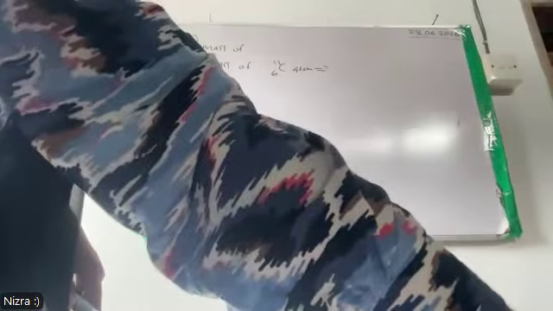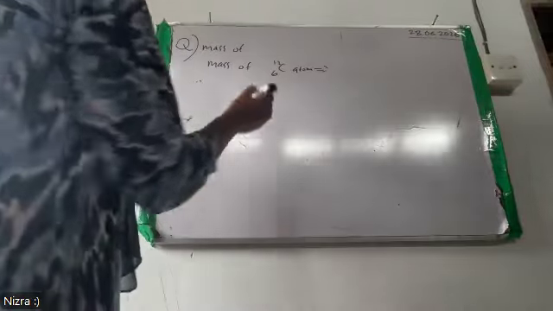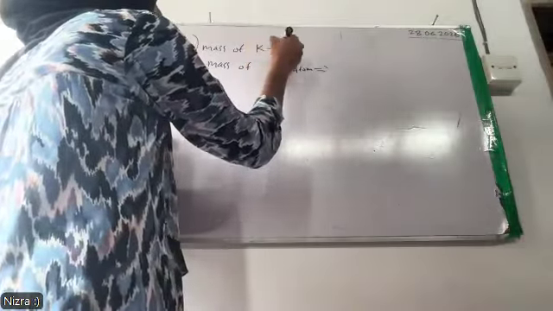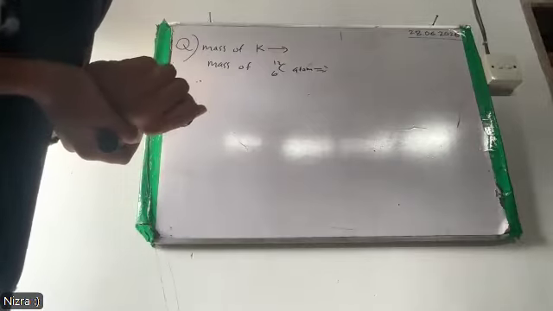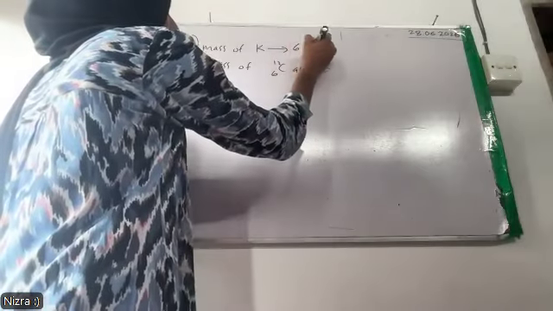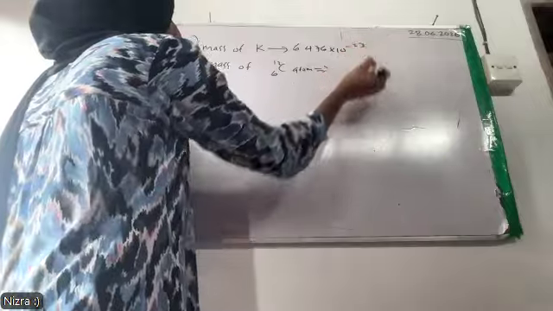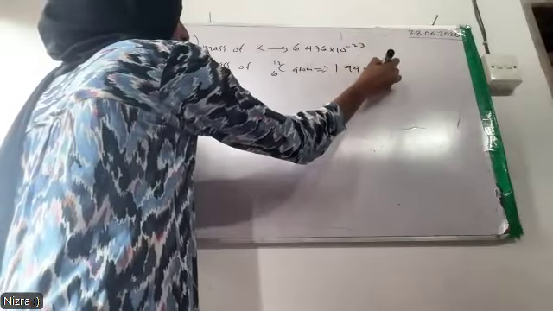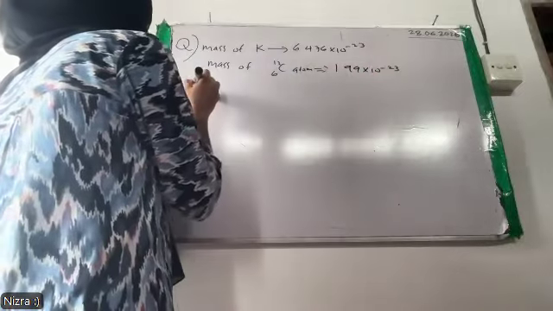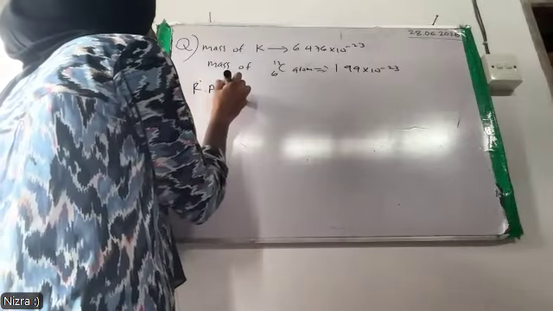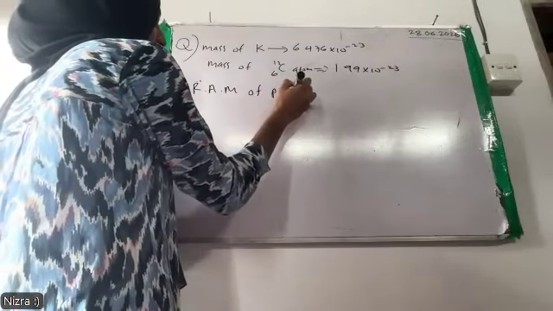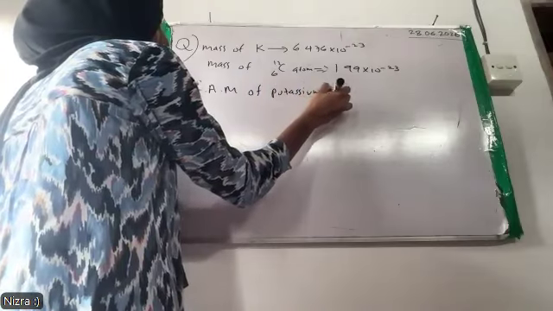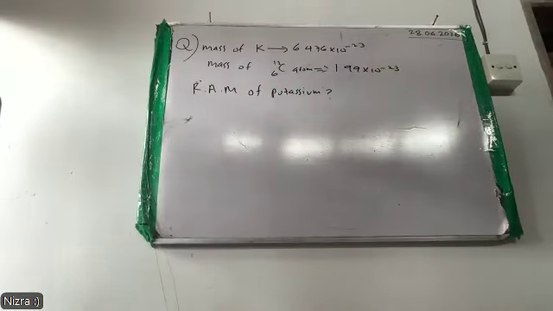Now let's see one other. They have given the mass of potassium, 6.4 minus 23, and this is again 1.9. So you have to find the relative atomic mass of potassium. So just substitute, okay? Same like earlier.